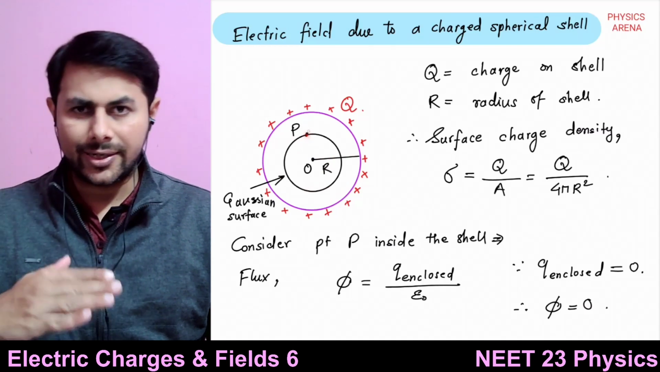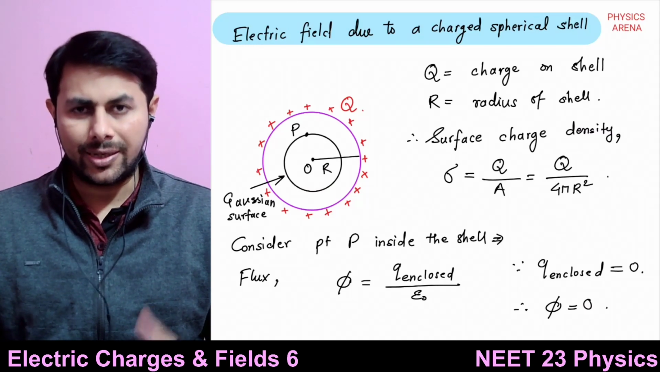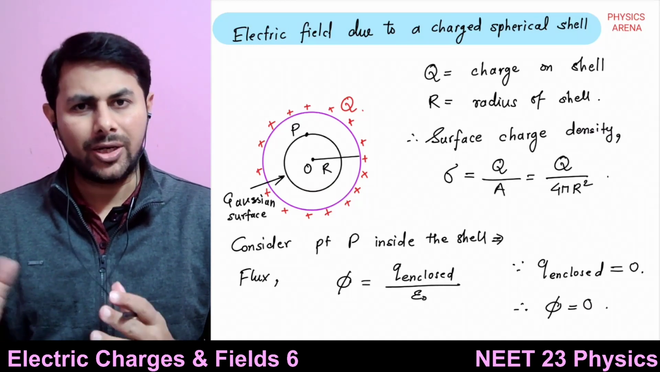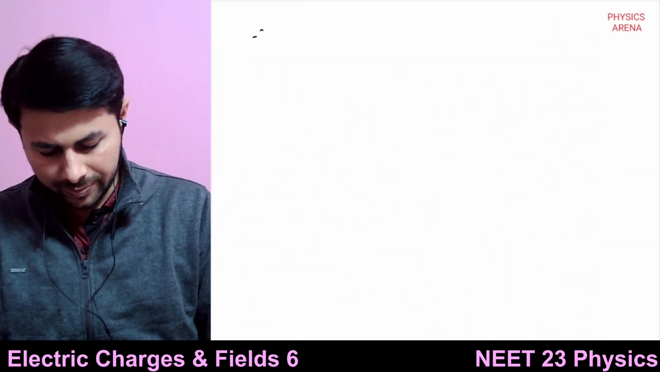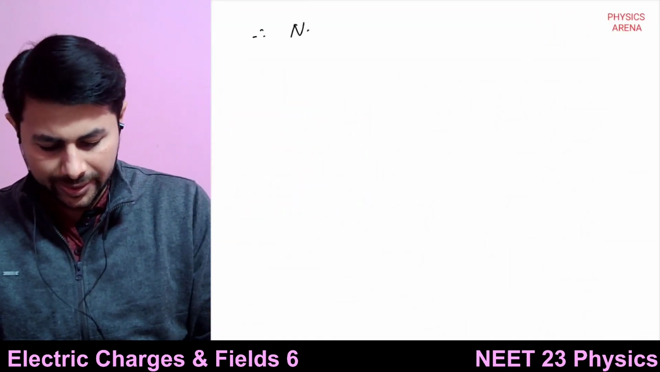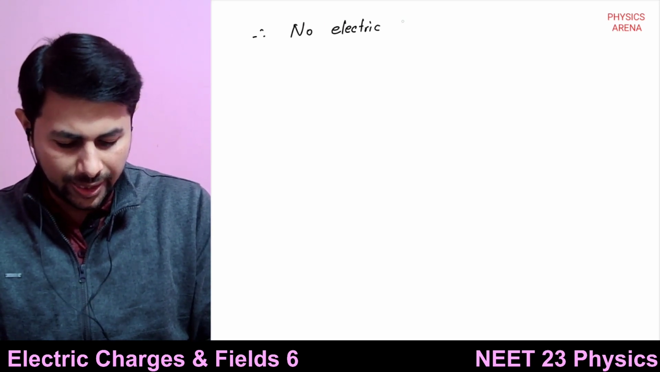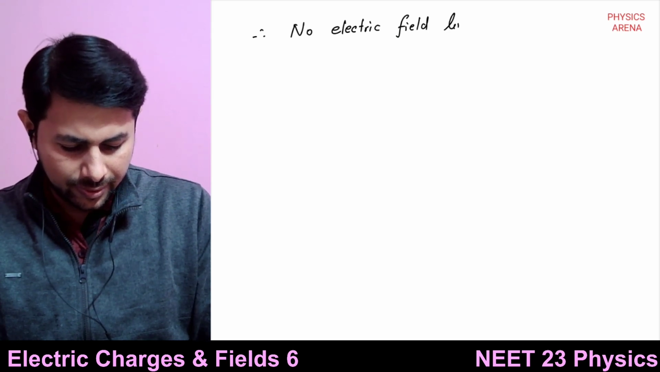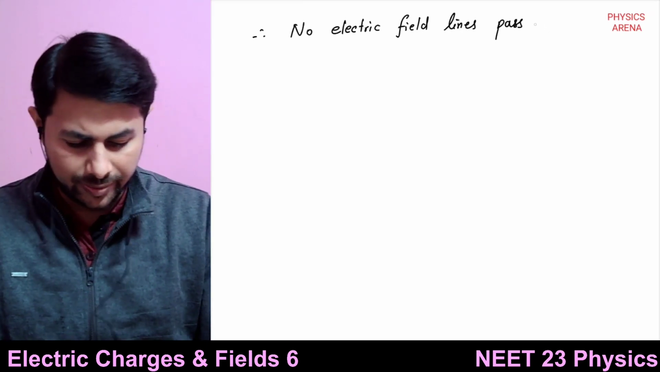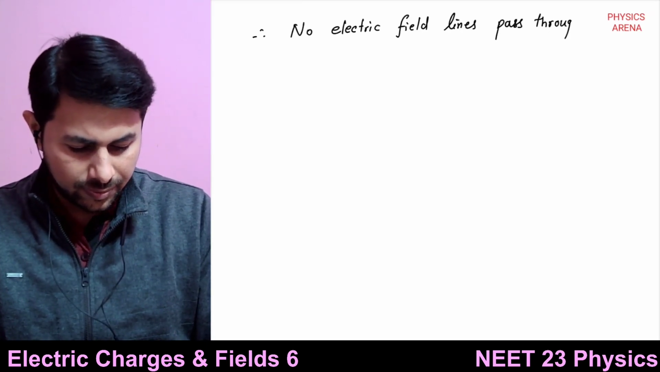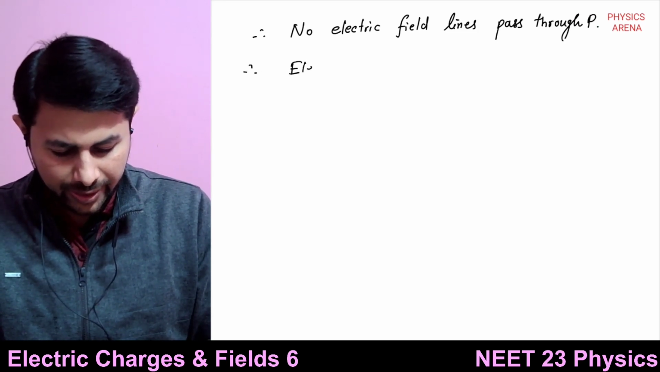That means no electric field lines pass through the point P, and if no electric field lines pass through the point P, that means electric field at point P is 0, right? Therefore, I can say no electric field lines pass through this Gaussian surface, means through the point P. Therefore, electric field at P is equal to 0.